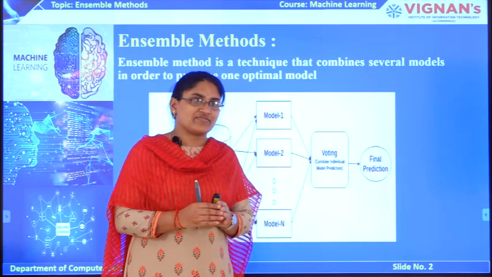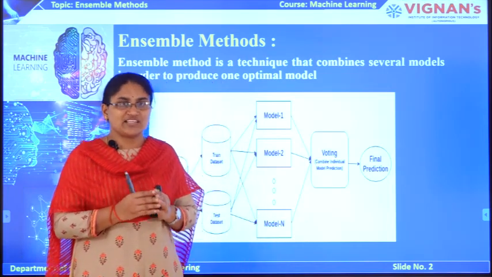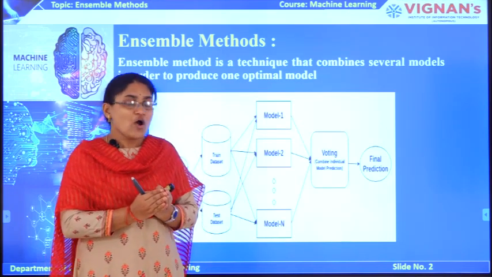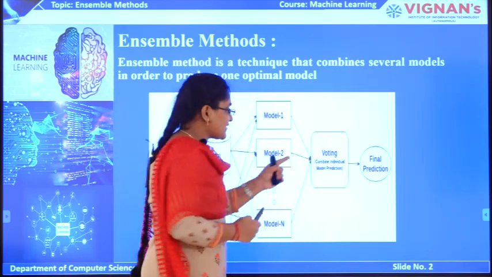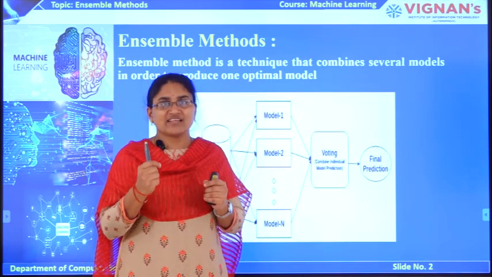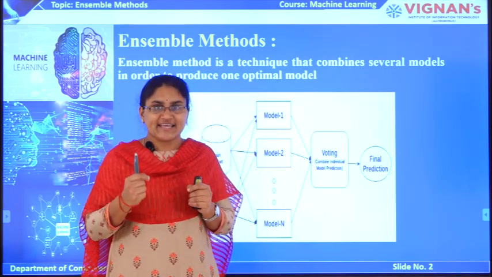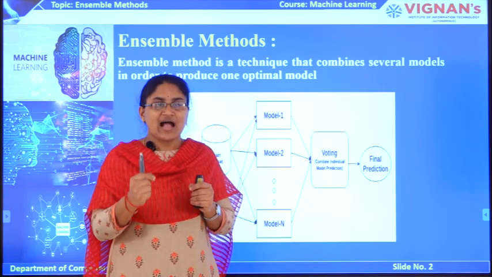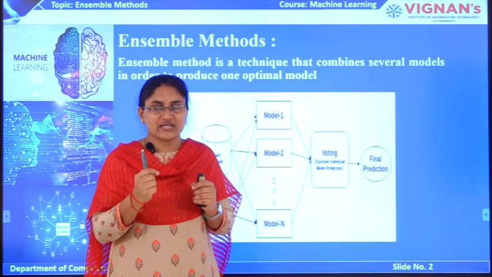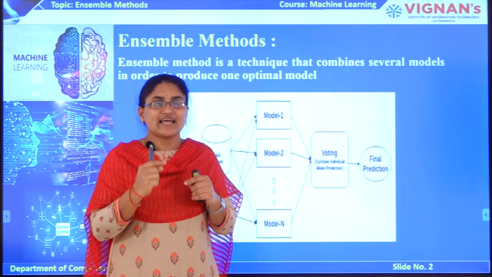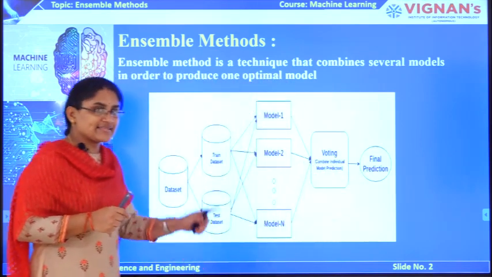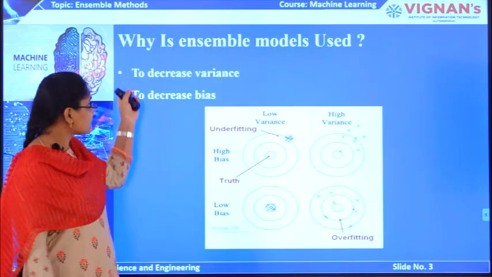After we get the predictions from all the models, we combine all the predictions using the voting classifier. What is this voting classifier? The voting classifier gives the highest majority vote, meaning we take the highest majority decision or the highest majority prediction. After taking the highest majority prediction, we make that the final prediction for our final model. This is nothing but the ensemble method.